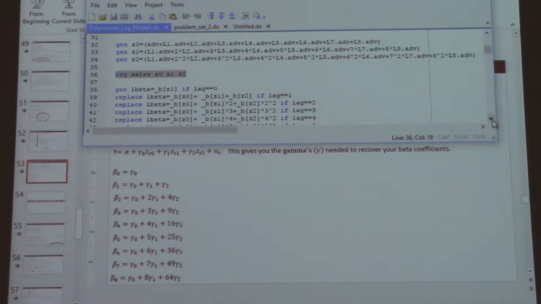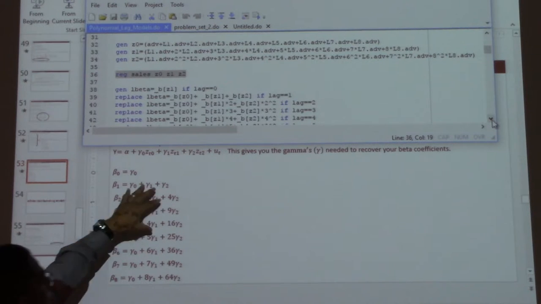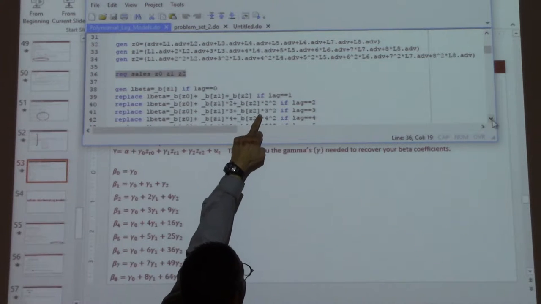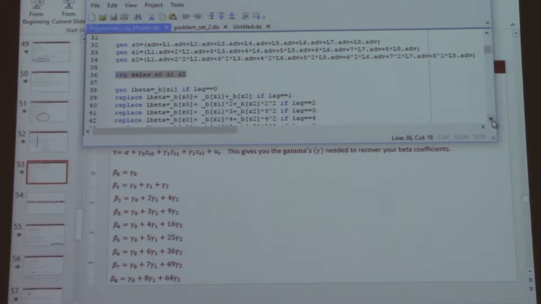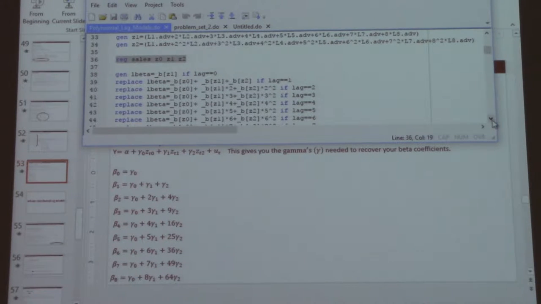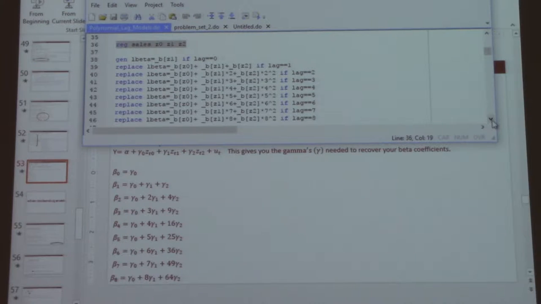For 4, again, we got 4, and then we're multiplying it times 4 squared. So you can really see the pattern. I tried to stick with the same pattern we're seeing here. 2 squared, 3 squared, 4 squared, guess what the next one's going to be? 5 squared. 6 squared, 7 squared, 8 squared. So we have an 8 period lag. Remember, we're literally taking the lag period and raising it to the power, that's a second degree polynomial. Make sense?